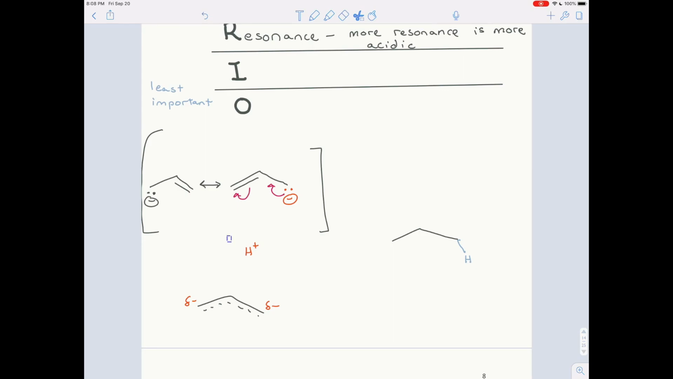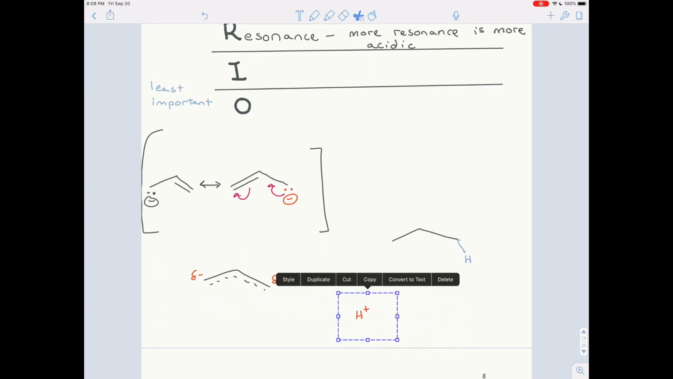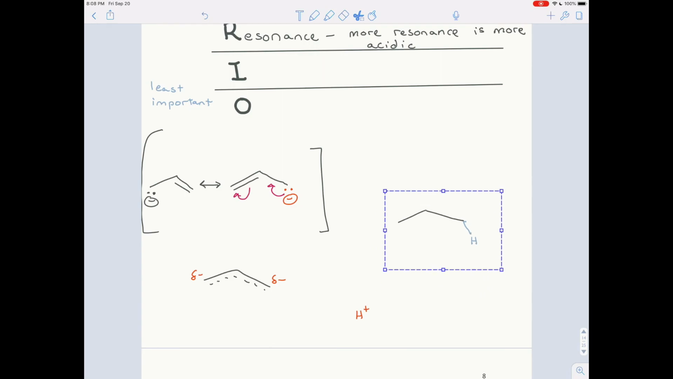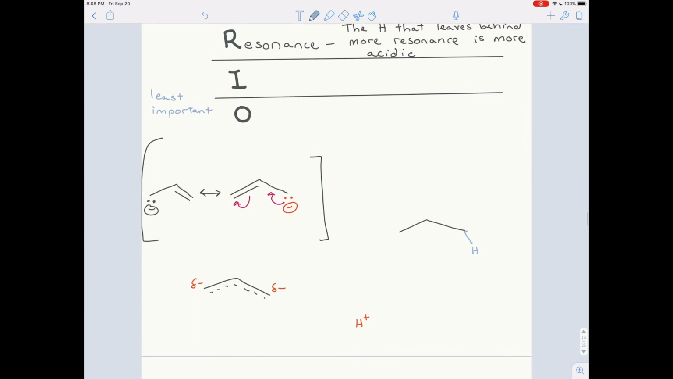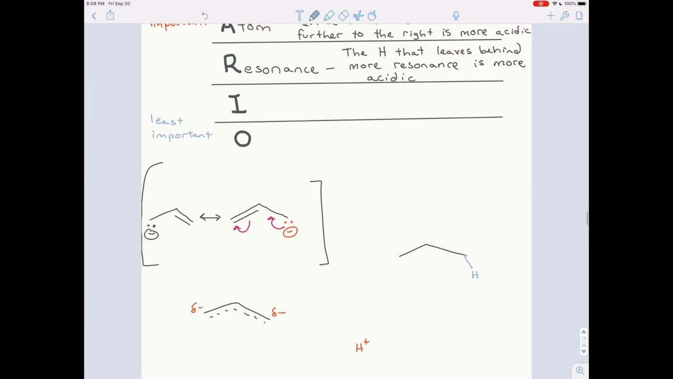So because the resonance structure is stable, the hydrogen can get away. It's able to stabilize its charge. It's fine. The hydrogen can leave, and so the original molecule is able to give away a hydrogen. In other words, it's able to act as an acid. Whereas the structure that didn't have resonance was too unstable when the hydrogen left. And so it was not able to act as an acid. It was a weaker acid.